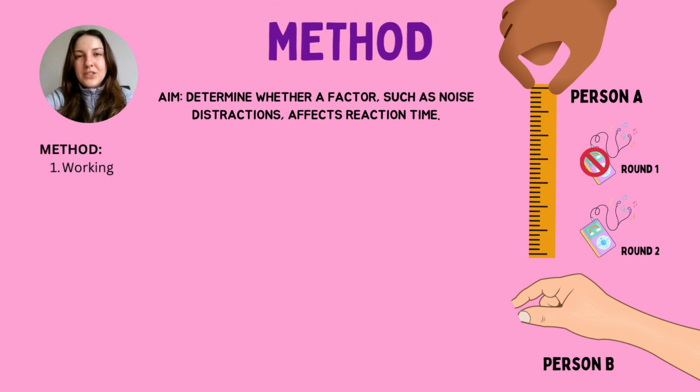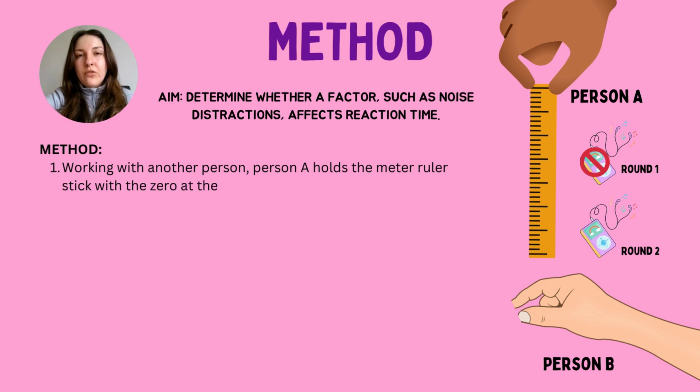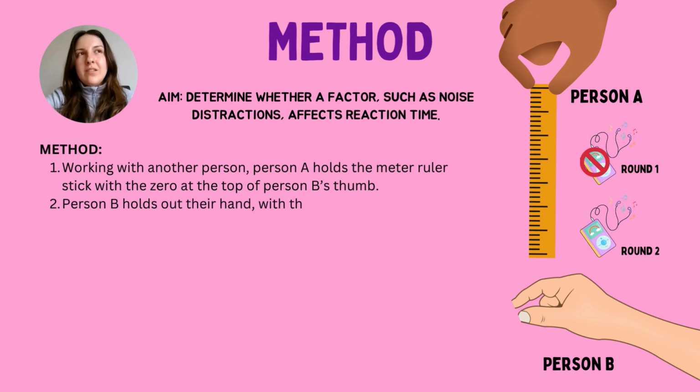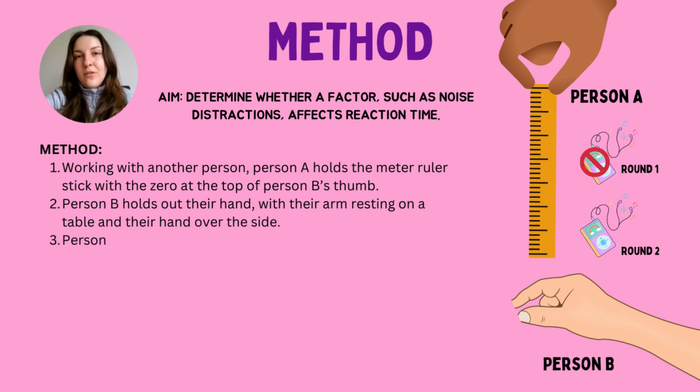So here is the method for the reaction time practical. We always want to make sure we know what the aim of this practical is. So we're determining whether a factor such as noise levels or distractions can affect someone's reaction time. Naturally the hypothesis would be that if it's a noisy environment, you're less likely to be able to focus and your reaction time would increase, so you wouldn't be able to respond as quickly. And that's something we're going to see if that happens.